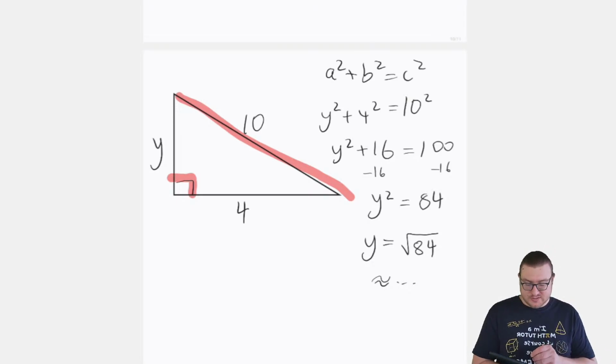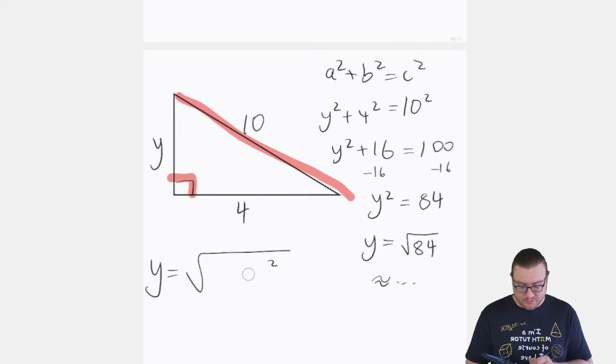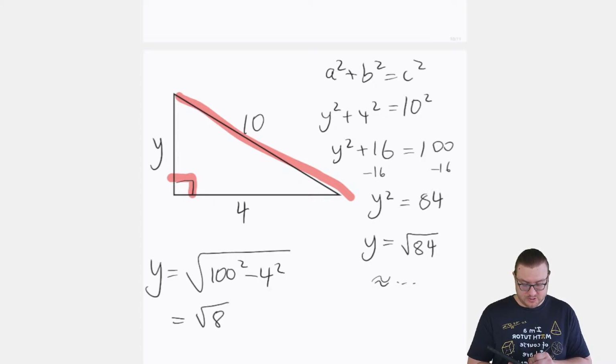If you memorize the formula, remember here, these are the short sides. So we're looking for a short side, so we can just write down y is the square root. And now it's c squared minus b squared, or any other short side. So for c, we're going to go 100 squared minus 4 squared, which will be the square root of 84.